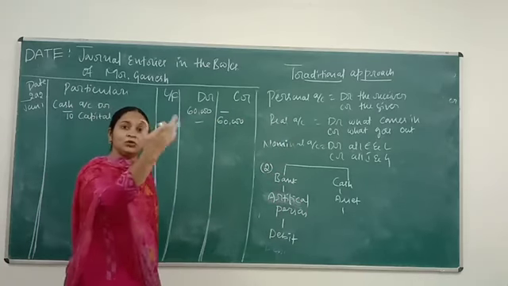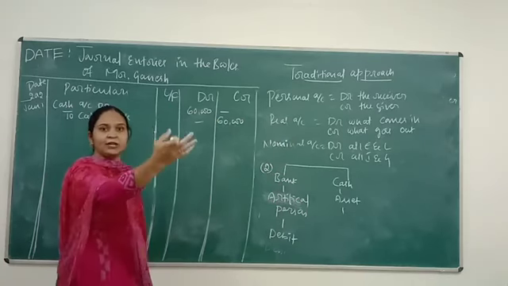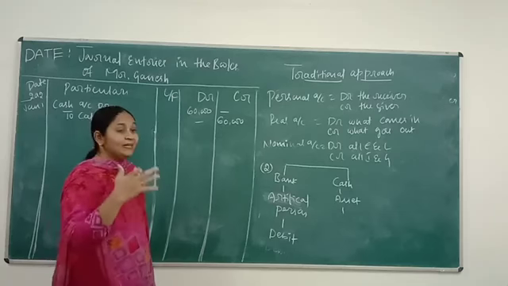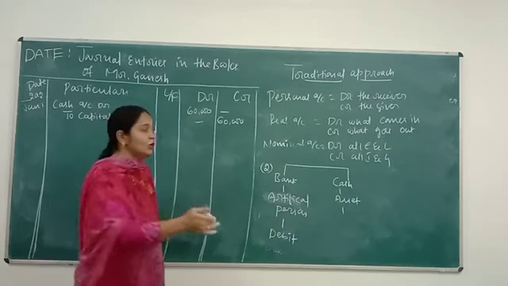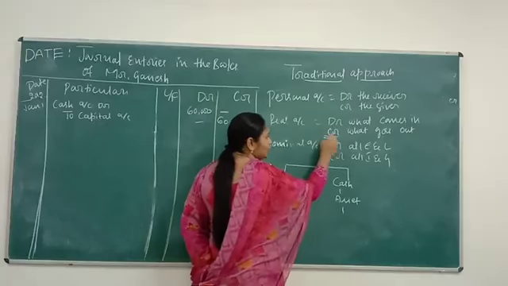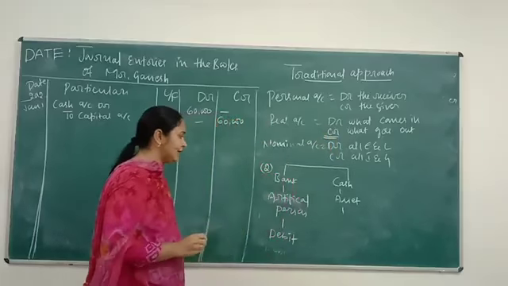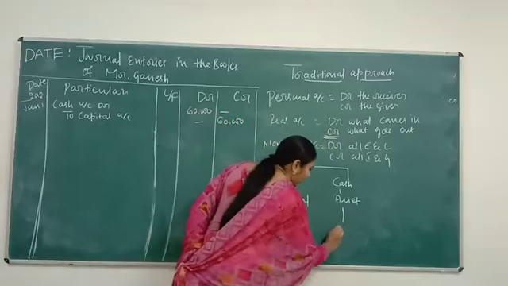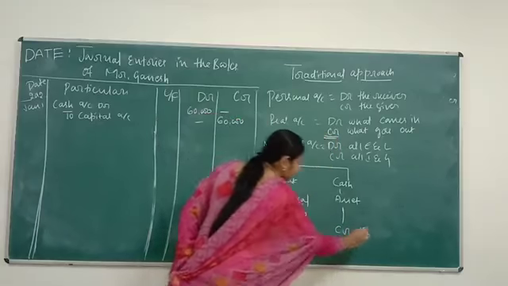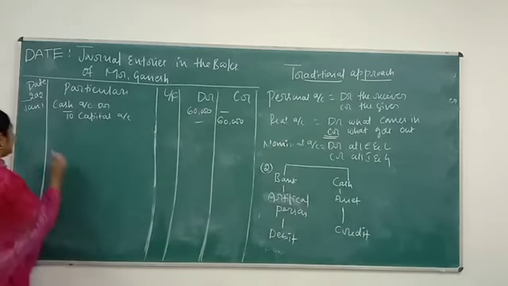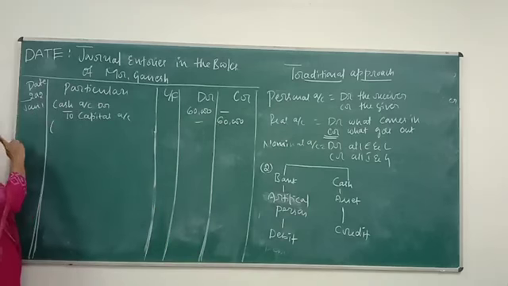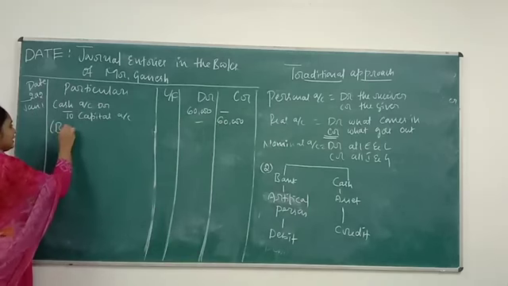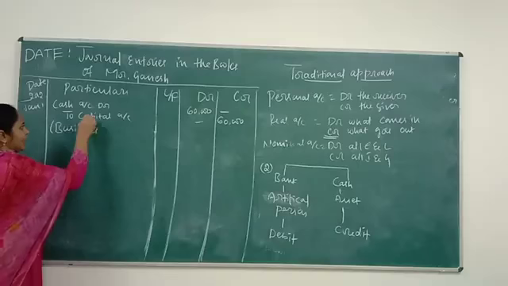You are paying money into the bank. Your business is paying money into the bank. What is happening? Cash is going out. When it goes out, what should I do? I should credit. So the second journal entry is, okay, I didn't write the narration here. I'm sorry. Business started with cash.